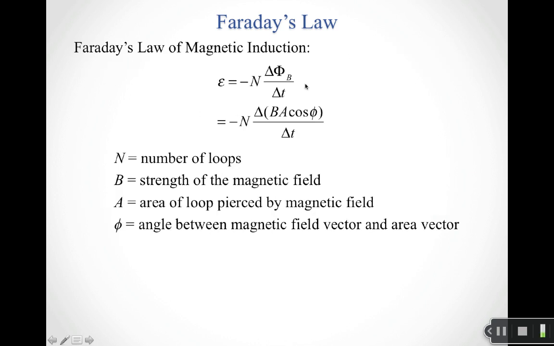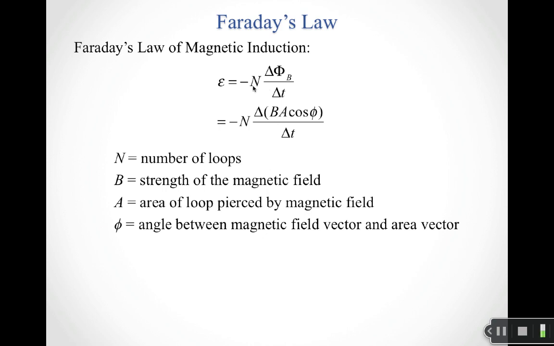Mathematically, Faraday's law looks like this. Faraday's law of magnetic induction tells us that the induced EMF is going to be equal to the negative, there's a negative sign in the equation, but we'll almost always end up dealing with the absolute value of the EMF and deal with the minus sign through what's known as Lenz's law. Lenz's law is just going to give us a right-hand rule. But it says that the induced EMF is equal to, with a minus sign in here, N is the number of loops.